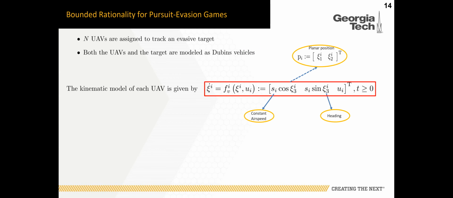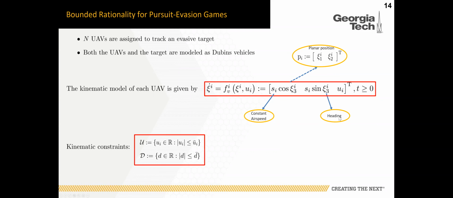Okay, so for those of you who like the kinematics of UAVs, I'm sure you know that you can write them like that, where the xi's are the kinematic models, and everything is moving at a constant airspeed, and then the xi3 you see here is the heading. Of course, since they're Dubins vehicles, I want to bound their turning radius. So as you see here, my u_i are bounded by u_i bar, and my evasive target will also have a bounded turning radius.